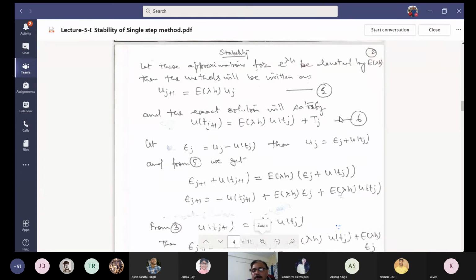Yes, sir. Okay. Let us write epsilon j, that is your error part. Epsilon j as uj numerical value minus u(tj), that is exact value. Or we can write uj as epsilon j plus u(tj), whichever way you want to write. Wherever it is required, whichever way we'll use that. Now here in equation 6, on the left hand side, u(tj+1) is there. We'll rewrite this as epsilon j plus 1 plus u(tj+1).